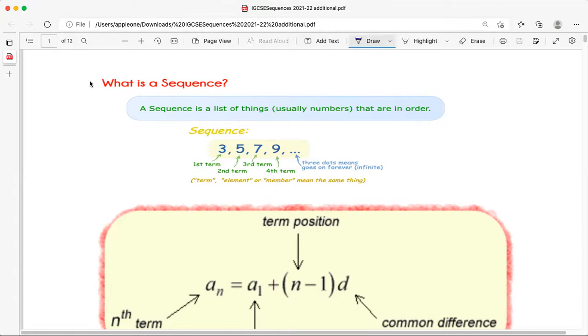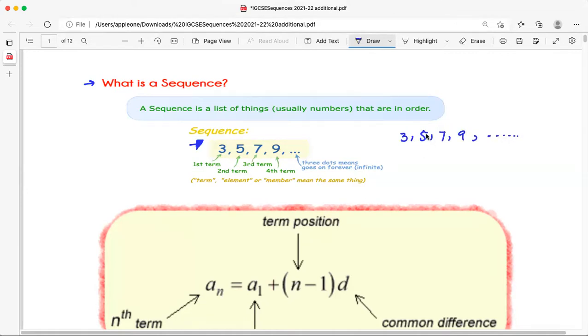A sequence is a list of things, usually numbers, that are in order. For example, this is a sequence. These are numbers, and they are written over here in a particular order, like 3, 5, 7, 9, and so on.